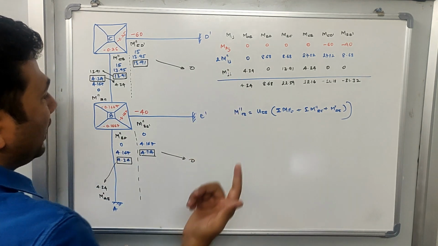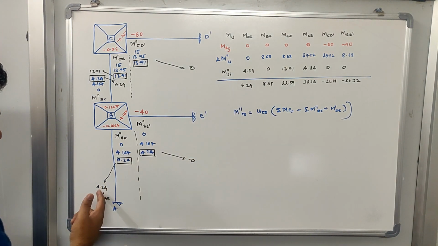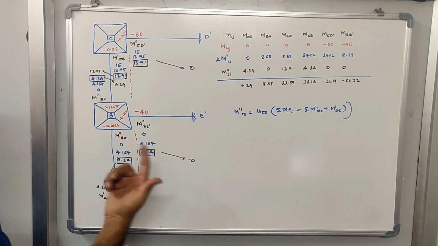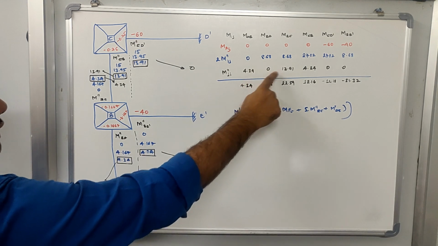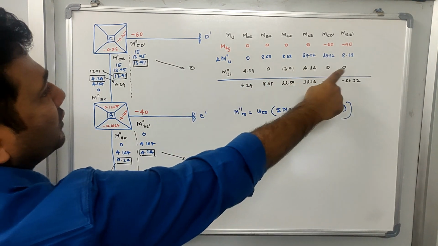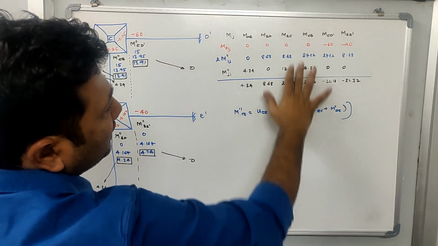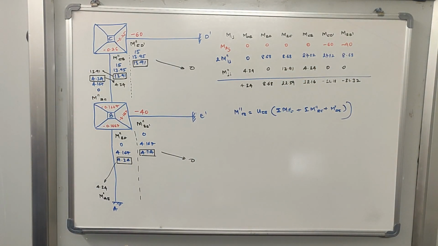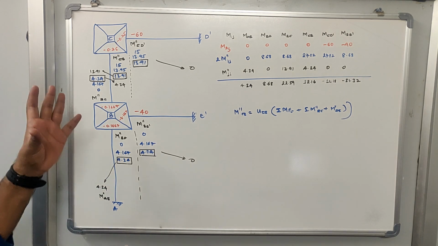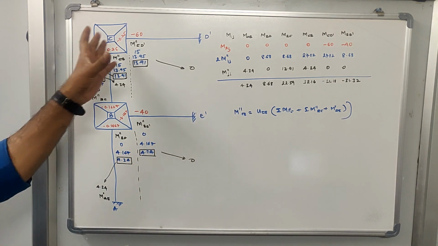Now going for the far end. All the values written in black ink will be your M double dash ij values. So here it is 4.34, here it will be 0, 13.91, 4.34, 0, 0. Okay. If you take the sum of these, you will get to know how much is the end moment. So this is how we have solved the end moments for AB, BA, B and BC, CB and CD.